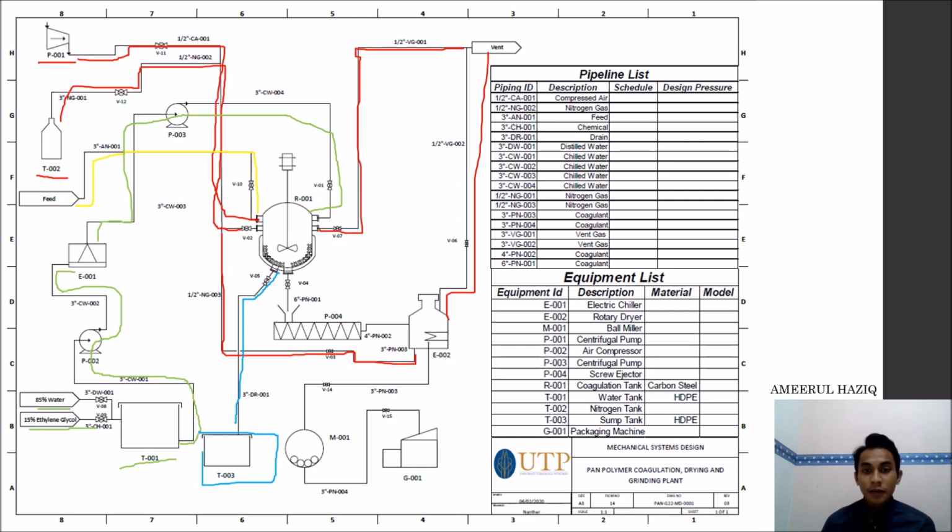Then the coagulated mass is discharged into the screw injector P004. The screw injector will extrude the coagulated mass into the rotary dryer E002. Once the coagulated mass is fully extruded and the PAN layer is set across the length of the dryer, the electric oven is switched on until the PAN polymer is completely dry.